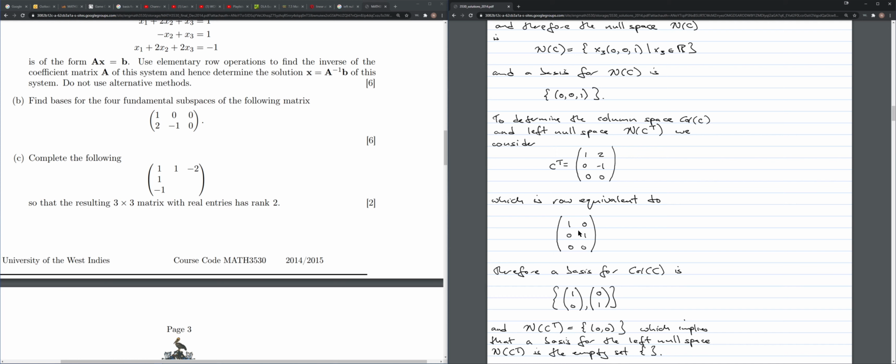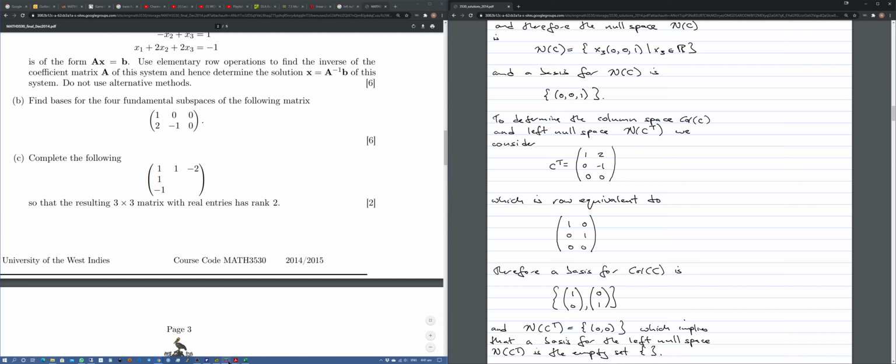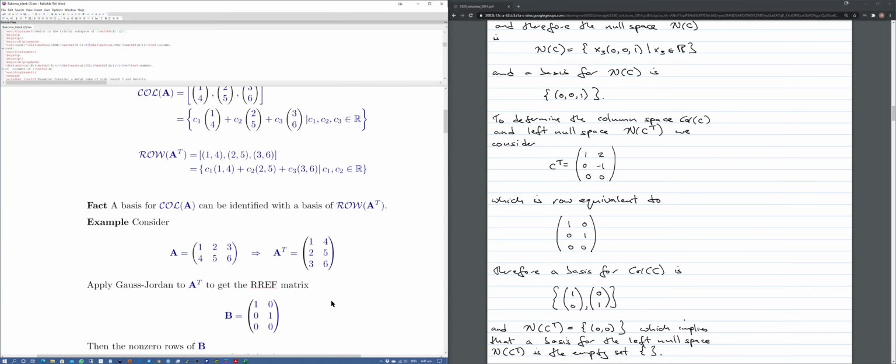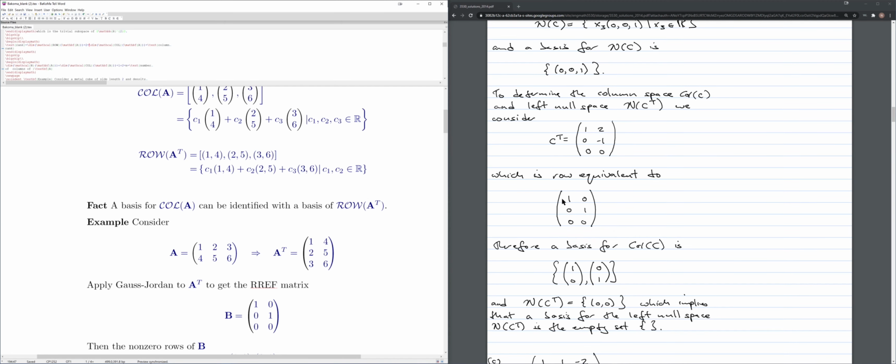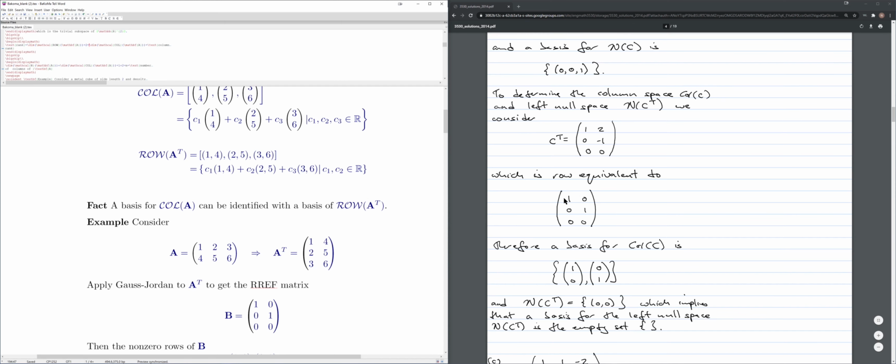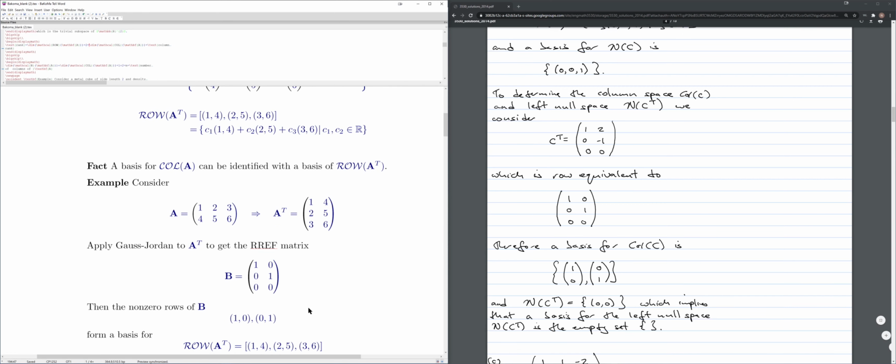This is what I was saying, that you have an identification between the column space of A and the row space of A transpose. So that is the statement over here. What I'm doing is using the same idea that I had in this example. So the basis here for the row space of A transpose would be 1, 0 and 0, 1. And then what I would need to do is write that. As a matter of fact, it's the same.